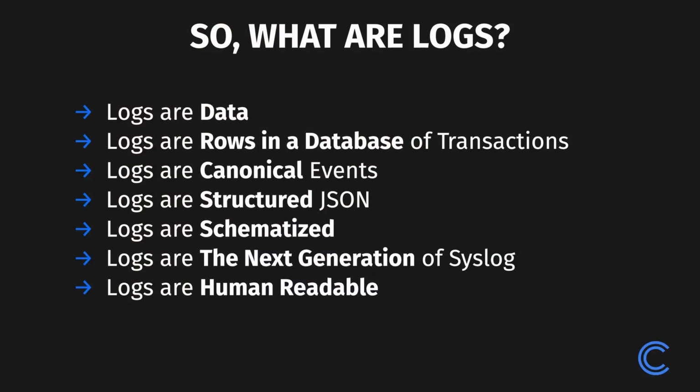All right, we've covered a lot. Let's bring it home. So what are logs? Logs are data. Logs are rows in a database of transactions. Logs are canonical events. Logs are structured JSON. Logs are schematized. Logs are the next generation of Syslog. Logs are human readable.